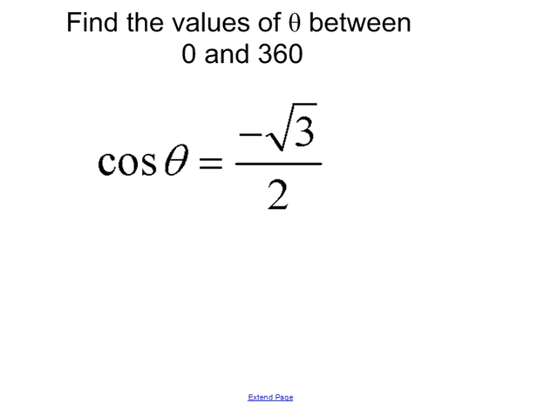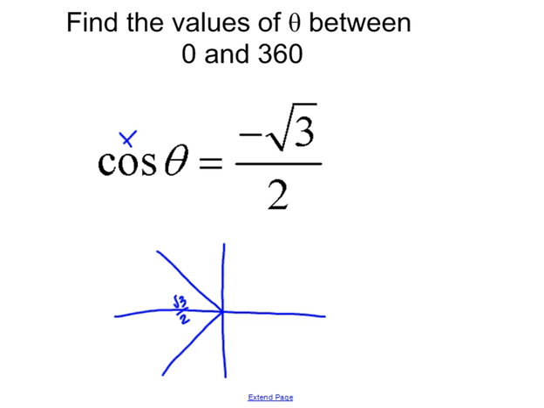Now we want to find the angles if we know that cosine theta is equal to negative root 3 over 2. So the first thing you do is ask yourself, where is cosine negative? You know cosine is negative in the third quadrant and the second quadrant because cosine is x. So then you ask yourself, what's my reference angle that gives me cosine, my adjacent side, to be root 3 over 2? Your answer to that should be 30 degrees, because opposite 30 is 1/2, adjacent is root 3 over 2.